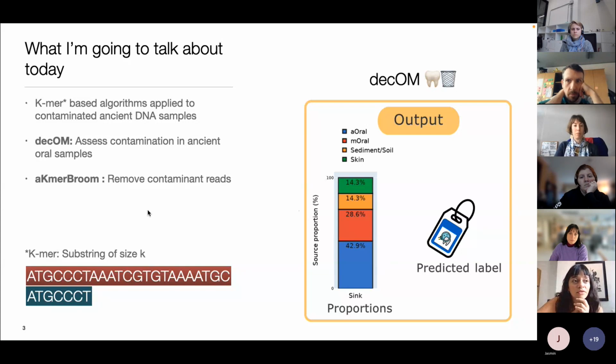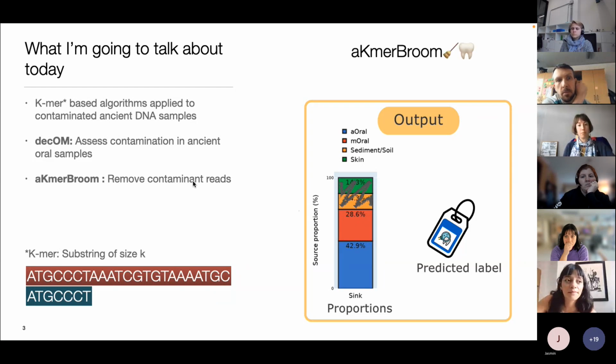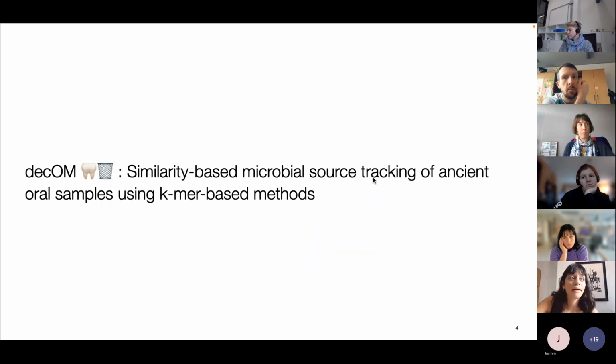And the second method I'm going to be talking about today, which was something that we thought would come up intuitively, is this: once I know my sample is contaminated and how contaminated it is, I might want to get rid of that contamination. Can we come up with methods to remove that contamination from the FASTA files at the read level? For that, we developed k-mer-broom, which removes contaminant reads. So basically it gets rid of this part, the skin and soil contamination that I guess you are not interested in when you are working on ancient oral data.